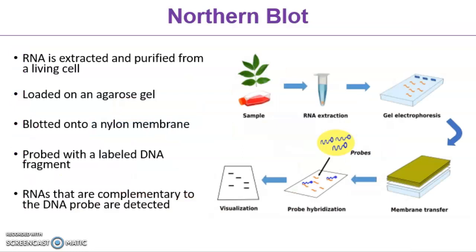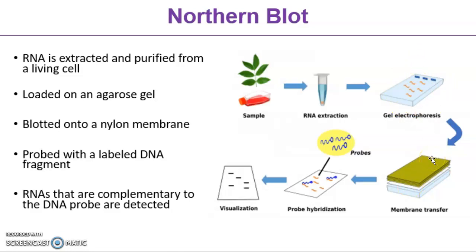So with the Northern blot to identify RNA, first you have to take this living sample, okay? Extract that RNA and purify it. Then you're going to run it on a gel. And so we've talked about gel electrophoresis, how it's going to run according to size and from positive to negative. Okay, so this is separating our RNA molecules by size.